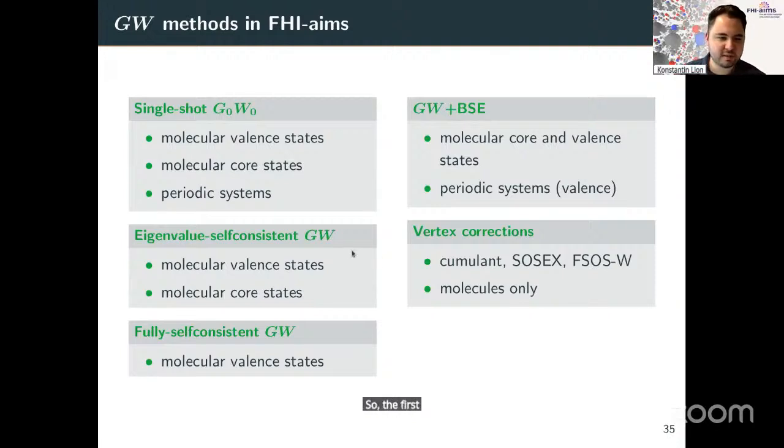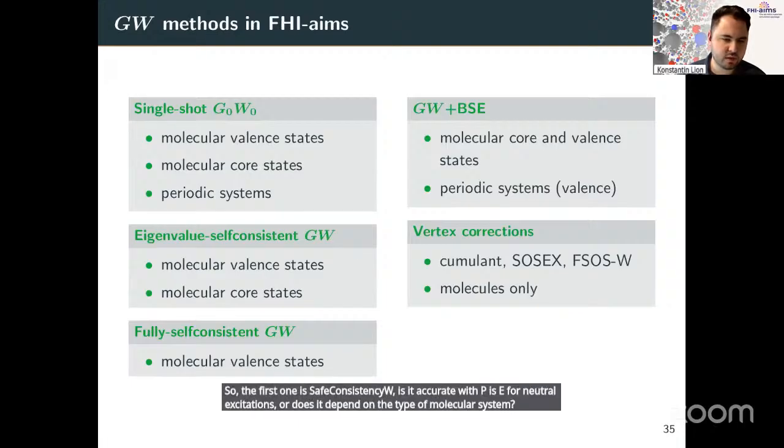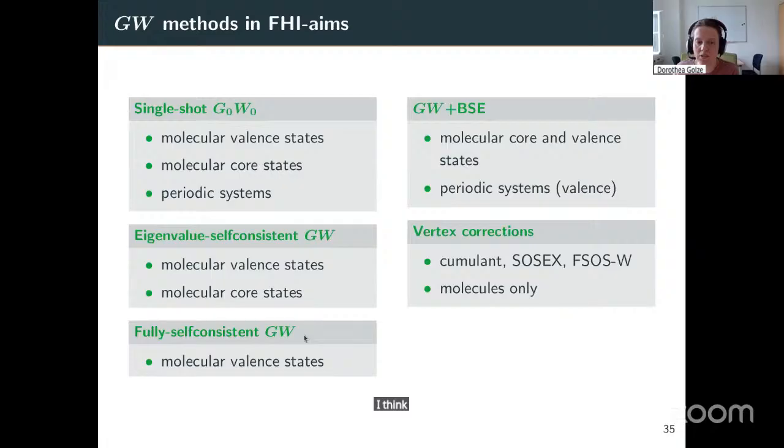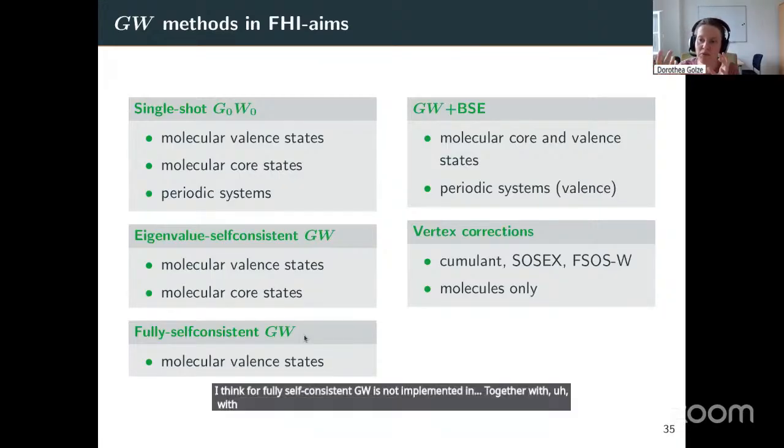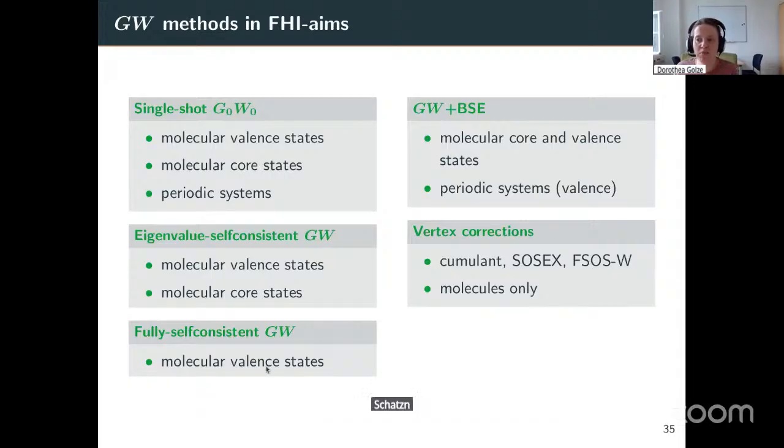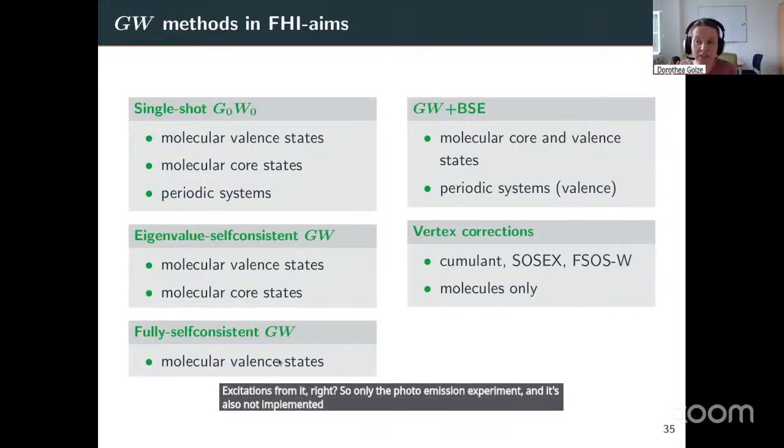So the first one is self-consistent GW. Is it accurate with BSE for neutral excitations, or does it depend on the type of molecular system? I think fully self-consistent GW is not implemented together with BSE for neutral excitations. So you only get charged excitations from it, right? So only the photoemission experiment, and it's also not implemented in combination with BSE, as far as I know, because the output is a bit different.